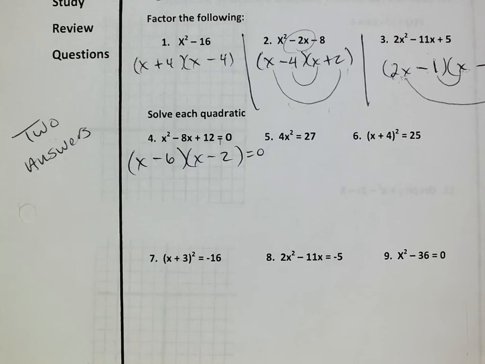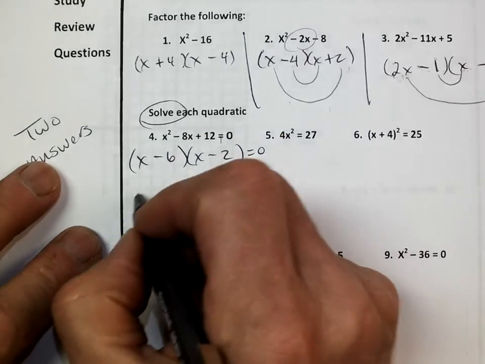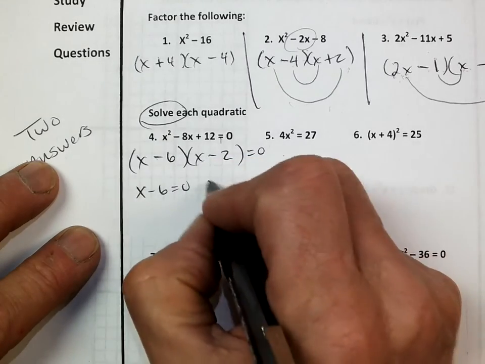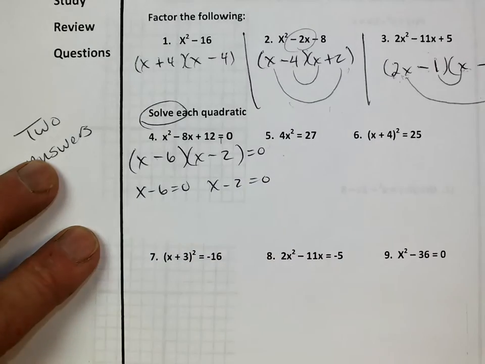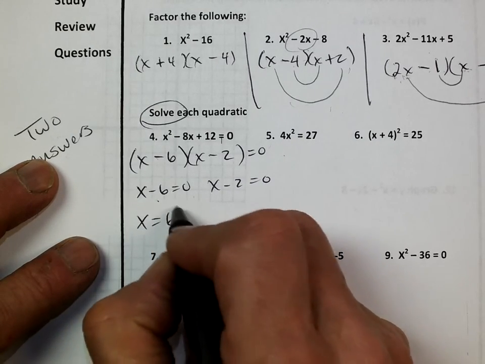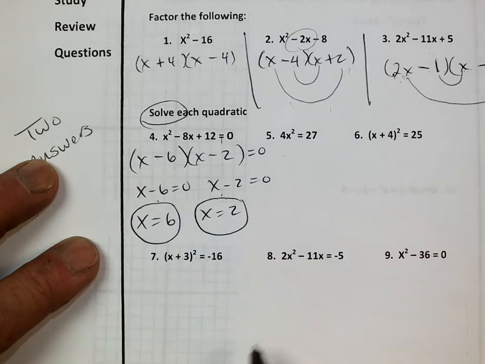But I'm not done, because I'm solving it, right? So if I'm solving it, take it a step further. I'm going to go x minus 6 equals 0, because it's supposed to equal 0, and x minus 2 equals 0, okay? And I solve. Plus 6, one answer is positive 6. Plus 2, the other answer is positive 2. Okay?